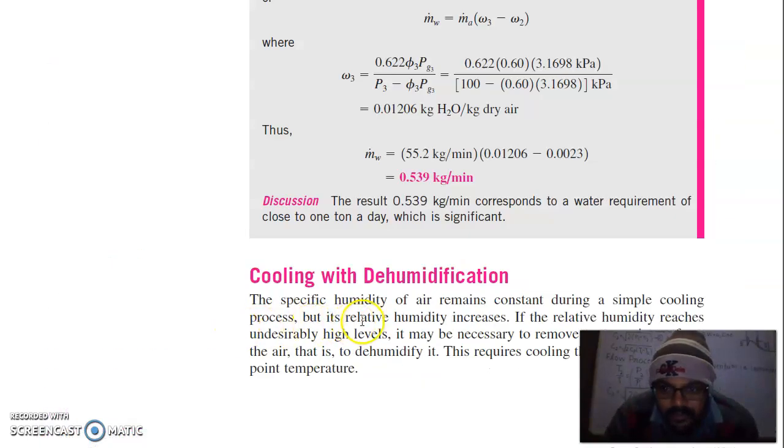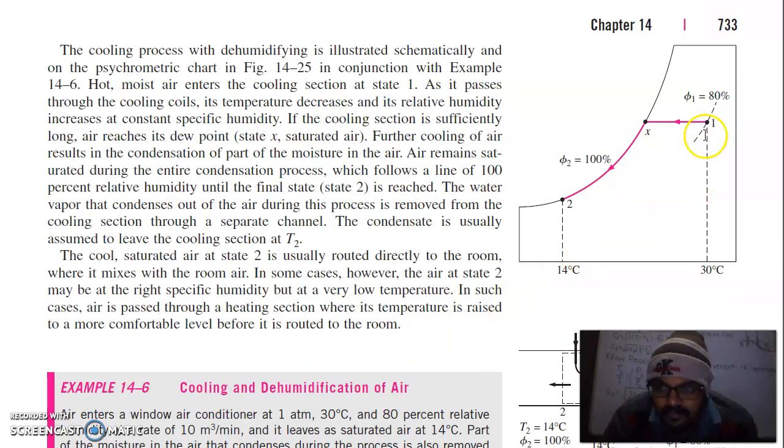Cooling with dehumidification. The specific humidity of air remains constant during a simple cooling process, but its relative humidity increases. If relative humidity reaches an undesired level, it may be necessary to remove some moisture from the air, that is, dehumidify it. This requires cooling the air below its dew point temperature.